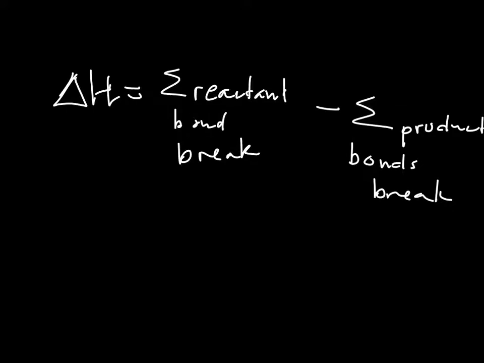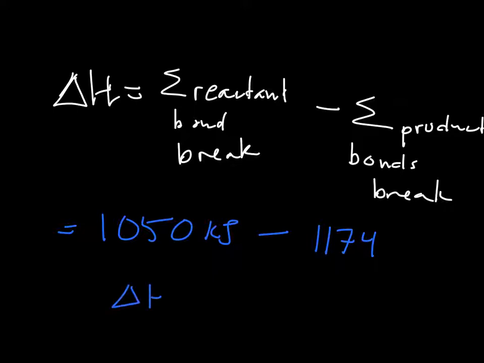So we're going to plug this into Hess's law. All Hess's law says is that your change in enthalpy, ΔH, is equal to the sum, that's what the squiggly E is, it just means we're adding up all the pieces, of the reactant bonds breaking, the left-hand side, minus the sum of the product bonds forming, tells you your change in H. So from last slide, we knew that this was 1050 kilojoules per mole minus 1174. That tells us that ΔH is equal to negative 124 kilojoules.